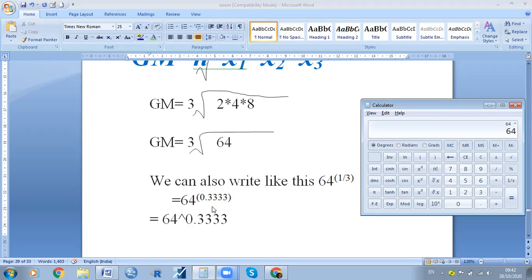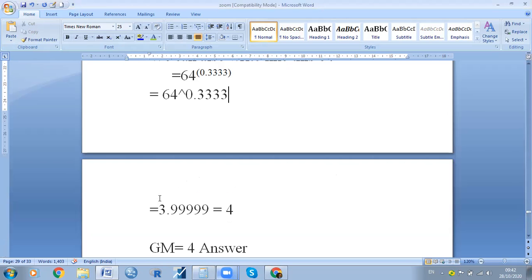Then you can enter 0.3333, and like that you will get 3.999. So 3.999 is more or less equal to 4. The geometric mean is equal to 4. That is our answer. Is it clear now? Or shall I repeat?